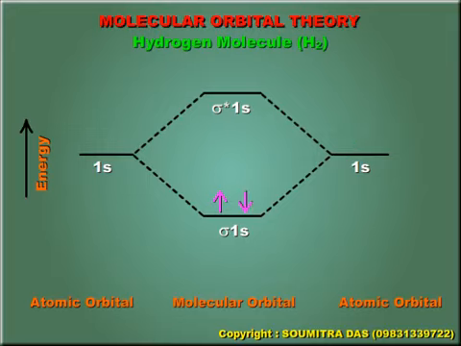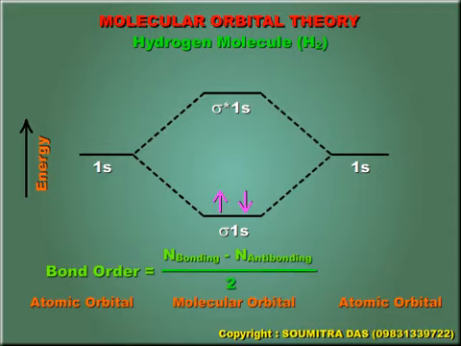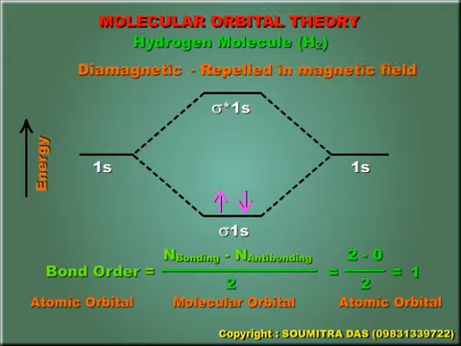Now there is a formula for finding the bond order, which is: bond order equals the number of bonding molecular orbital electrons minus the number of anti-bonding molecular orbital electrons, divided by 2. For hydrogen, it is 2 minus 0 divided by 2, which is equal to 1. The value matches with our concept. There are no unpaired electrons in the molecular orbital, therefore it is diamagnetic and is repelled in a magnetic field.